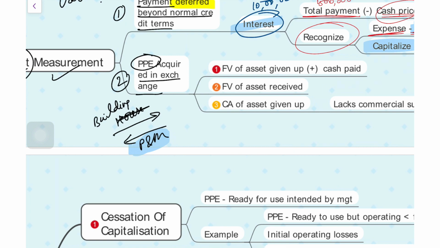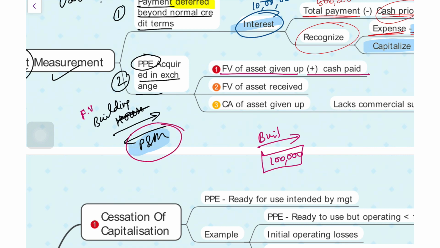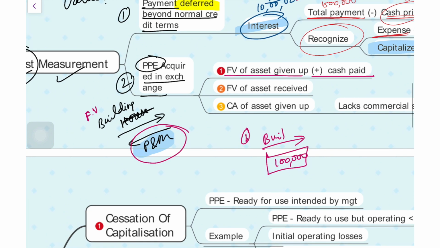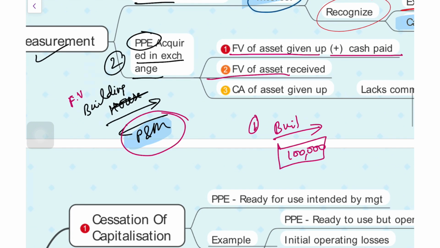So the first priority is you have to find out the fair value of the asset given up. That means you have to find out the fair value of this building, and you have to add any cash paid. So when you are getting this plant and machinery, you gave the other person the building and you also gave them cash of, suppose, 1 lakh rupees. What will be the value at which this plant and machinery will be recorded in your books? You have to record it at the fair value of the asset given up, and in case you have paid any cash also, add it. So that will be your first priority at which you will record the PPE in your books.